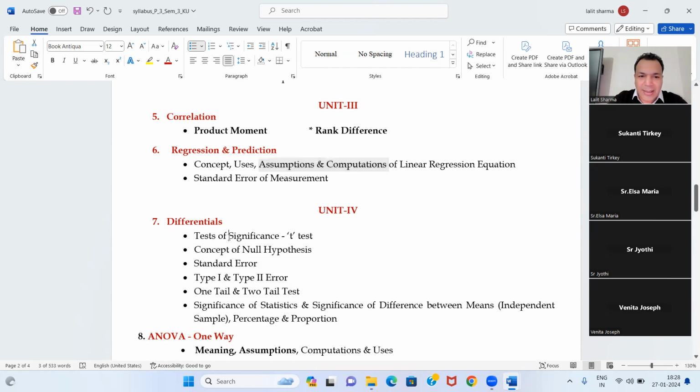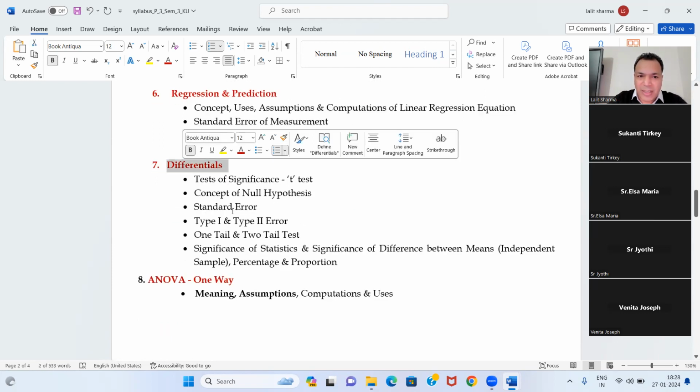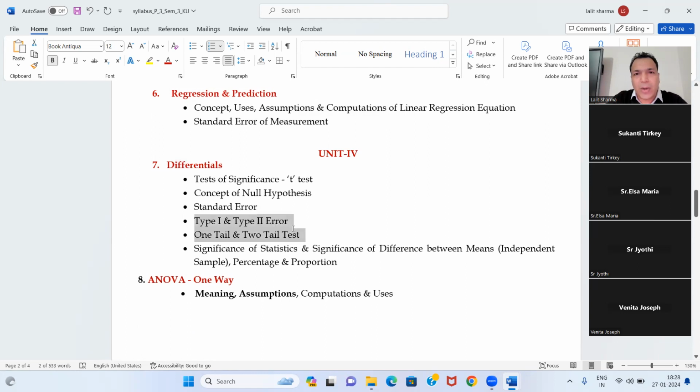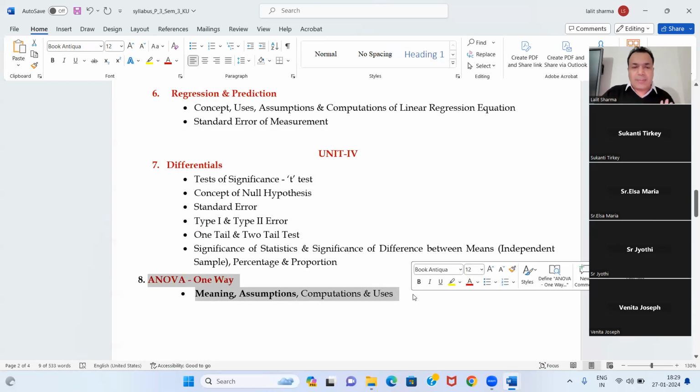Okay. And under the 7th part, differentials, type 1, type 2 error always come. One tail test and two tail test always come. This is a theory part. Okay. This is a theory. Because I have used the word now, 50% theory and 50% practical. Right? And ANOVA, under this part, a theory part comes.